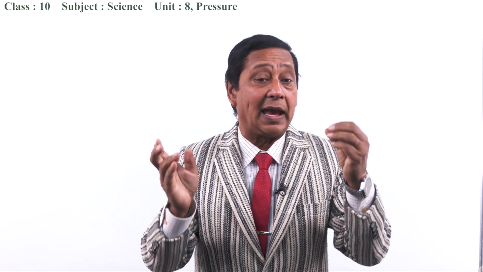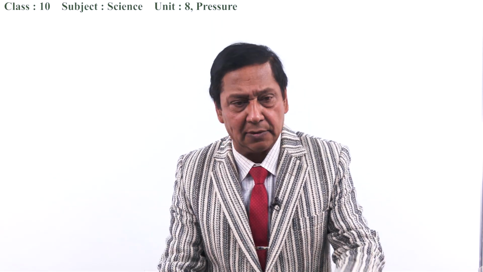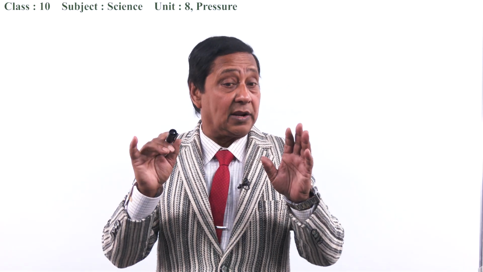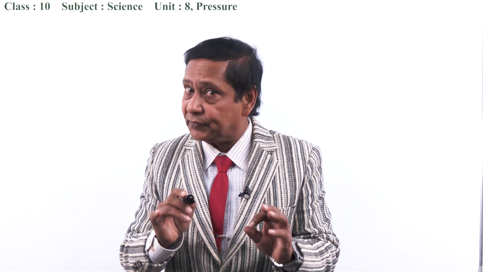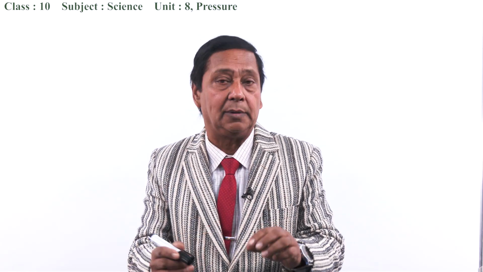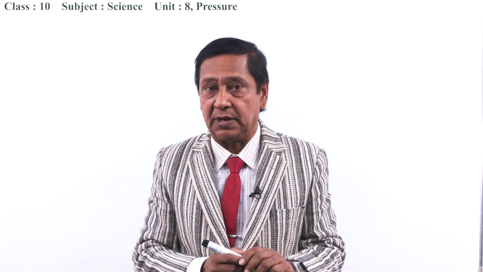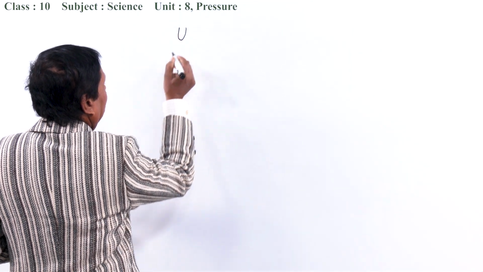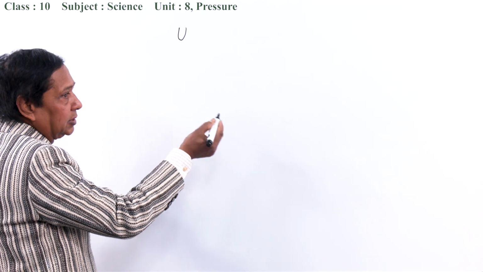Okay, we have calculated the mass of the body. Now let's go to another question. Calculate the mass of displaced water. For the calculation of mass of displaced water, at first we have to find the weight of displaced water, and then we will be able to find the mass of displaced water. How to find the weight of displaced water?